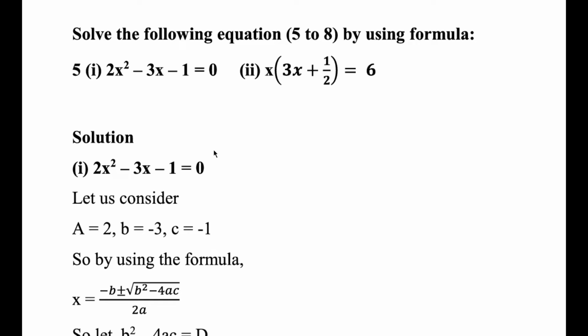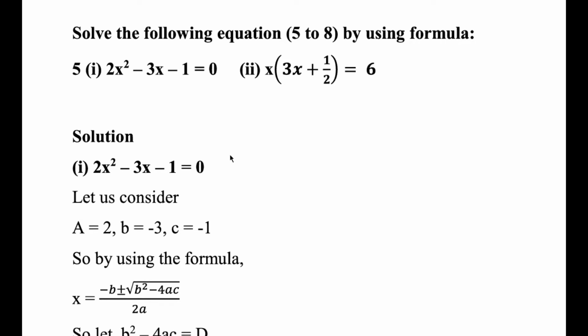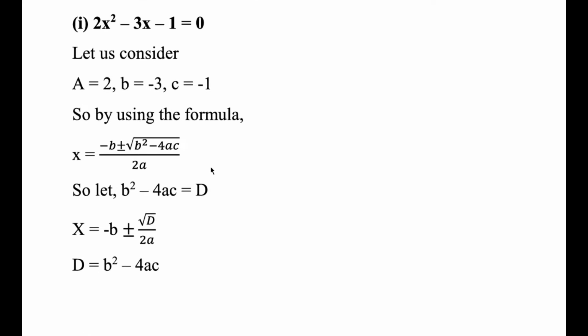Solve the following equation by using the formula, that is 2x² − 3x − 1 = 0. So as we have done previously, ax² + bx + c = 0. Here a will be 2, b will be −3 and c will be −1. Now x will be equal to (−b ± √(b² − 4ac)) / 2a.